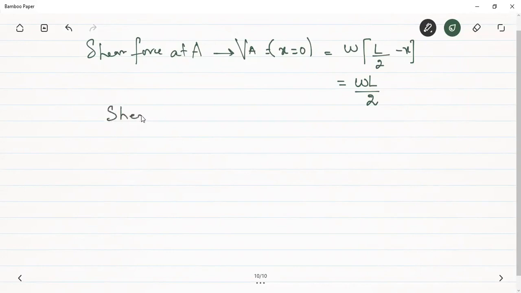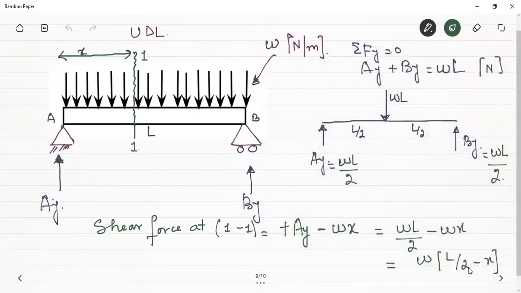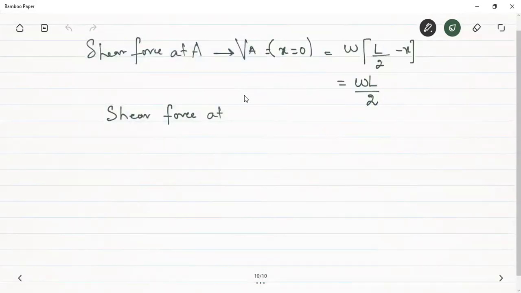Let me calculate shear force at the other end of the beam, that is B. This will be equal to what? What do I have to put here?